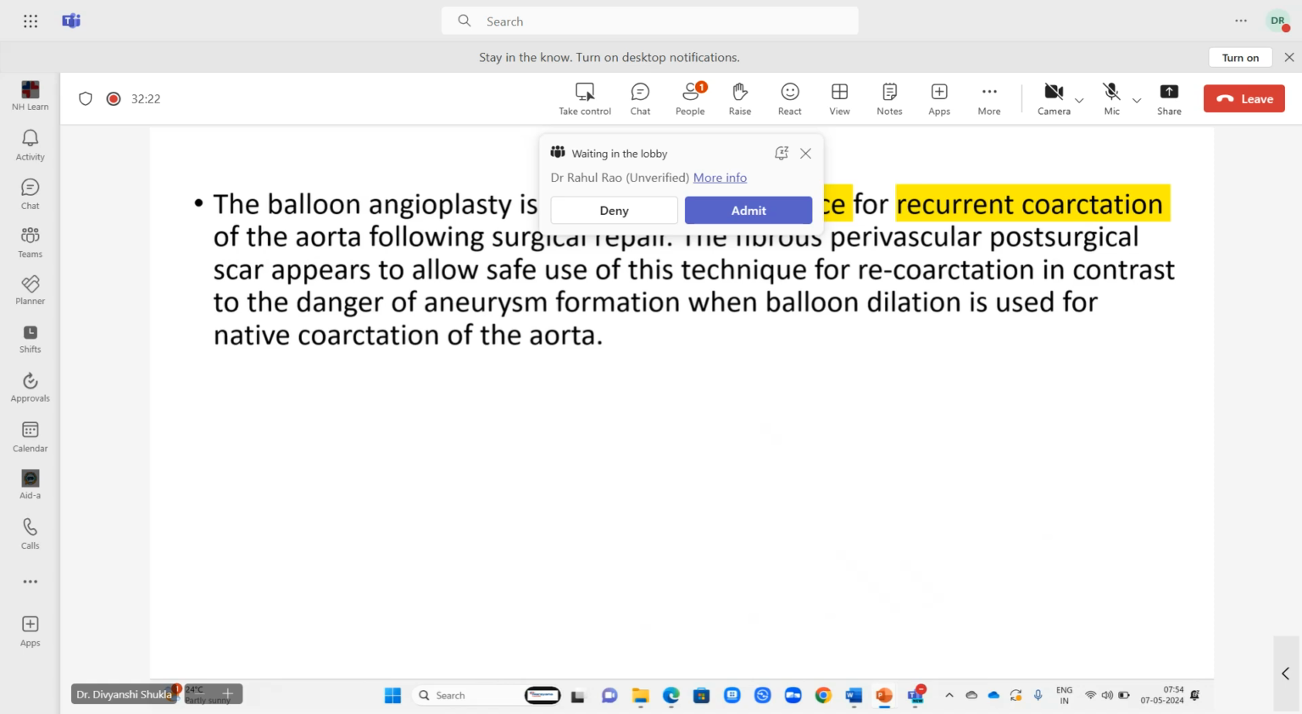So balloon angioplasty is the procedure of choice only for recurrent coarctation of the aorta following surgical repair. The fibrous perivascular post-surgical scar appears to allow safe use of this technique for recoarctation, in contrast to the danger of aneurysm formation when balloon dilatation is used for native coarctation of the aorta.